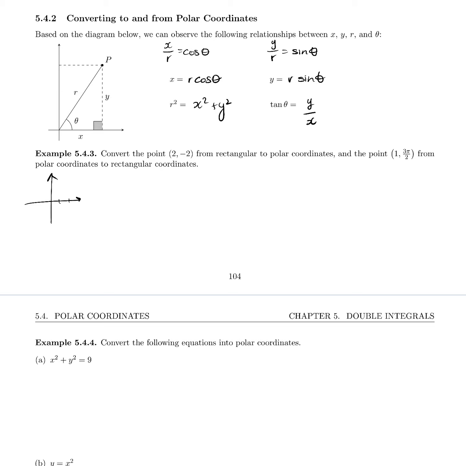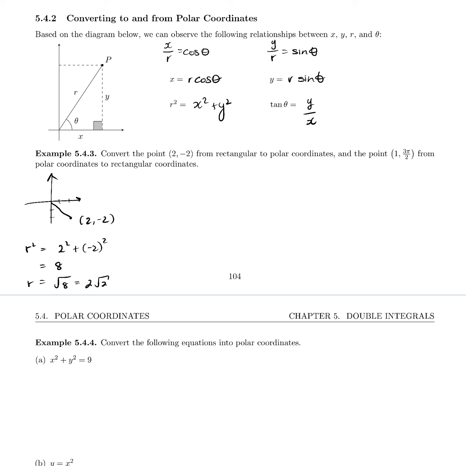So 2 over in the x, minus 2 down in the y. There's our point 2, minus 2. We need the radius first. So r, which is going to be that distance there. r squared is x squared plus y squared. So 2 squared plus minus 2 squared is 4 plus 4, which is 8. So r is the square root of 8, which is 2 root 2.